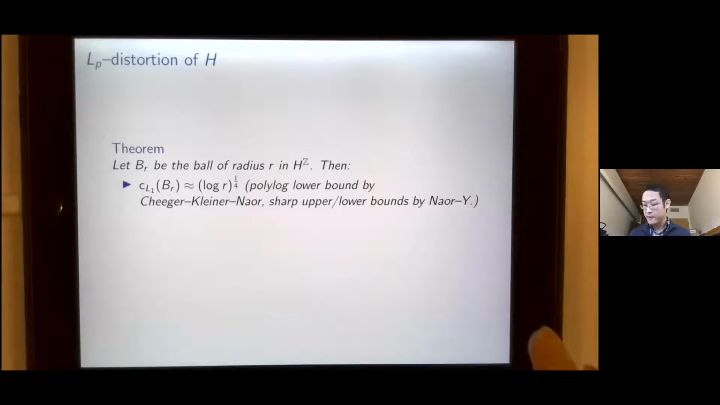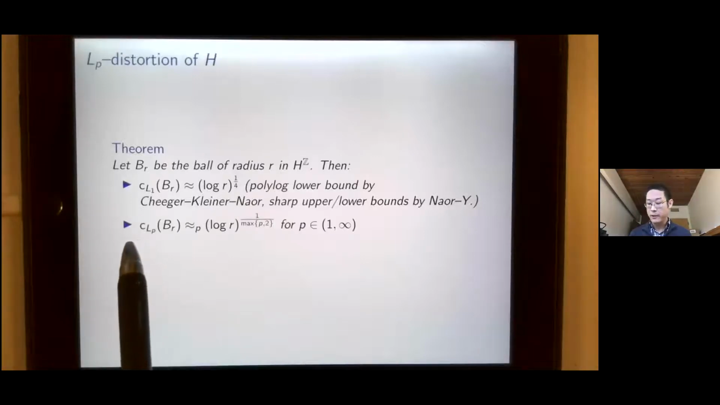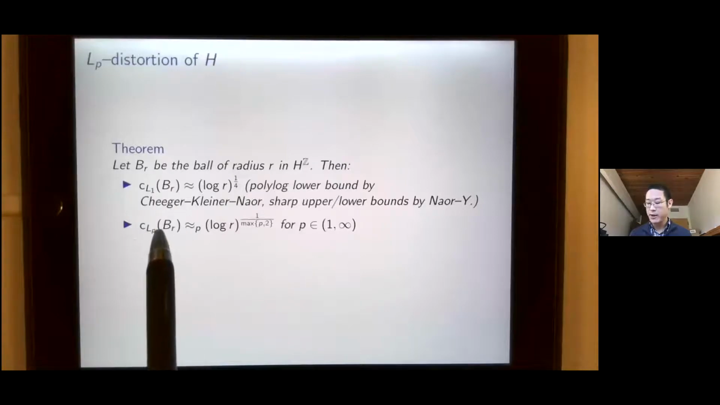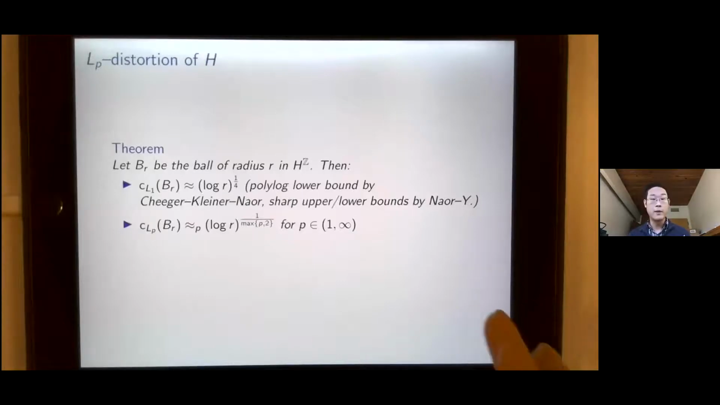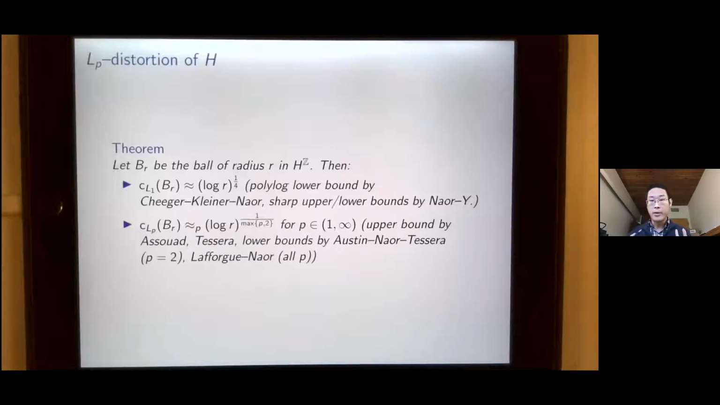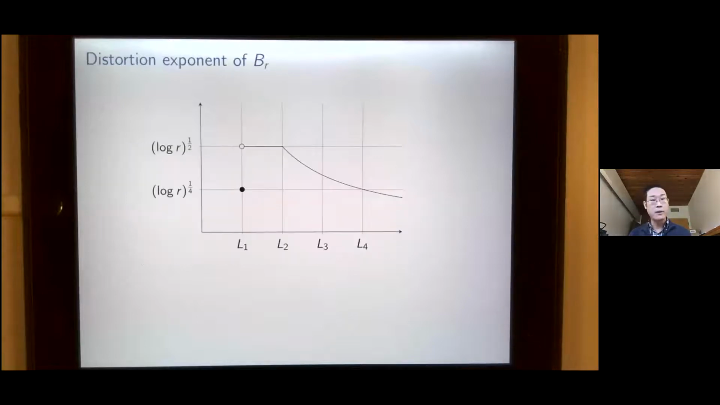And for larger p, you have a formula like this. You can embed the ball of radius R in L^p with distortion like log R to the power of 1 over the max of p and 2 for any p greater than 1. And this is due to, the upper bounds are due to Assaf and Tessera, the lower bounds are due to Austin, Naor, and Tessera in the case p equals 2, and Lafforgue and Naor for arbitrary p. So this is a lot of information to take in. So let me write it as a graph instead.